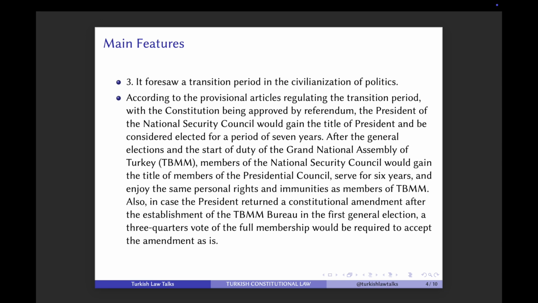Well, for starters, when the Constitution was approved in the referendum, the head of the military leadership, the president of the National Security Council, automatically became the president of the Republic for a 7-year term. And there was more. After the first general elections were held and the new parliament, the TBMM, convened, the members of that National Security Council, they didn't just disappear. They became members of a new body called the Presidential Council.